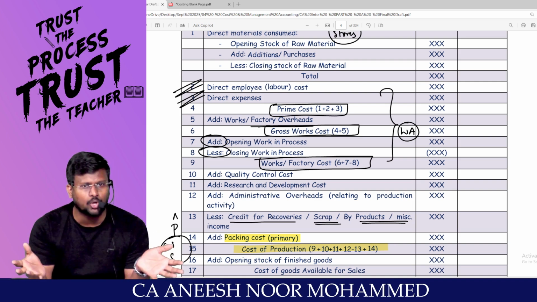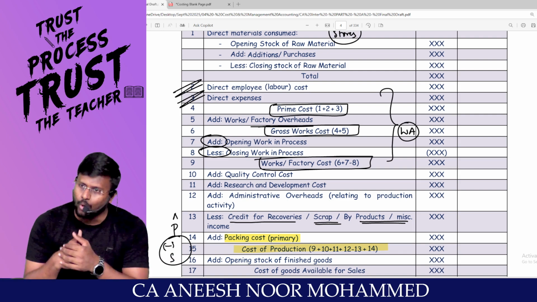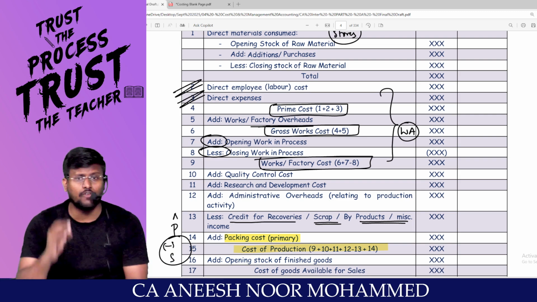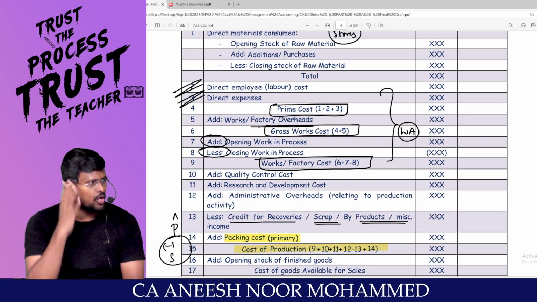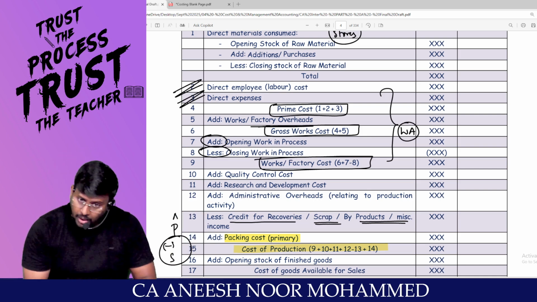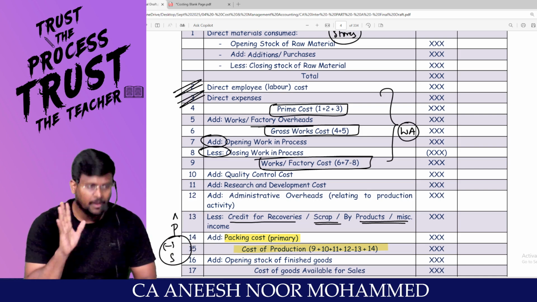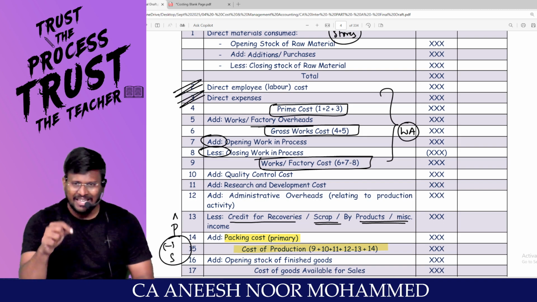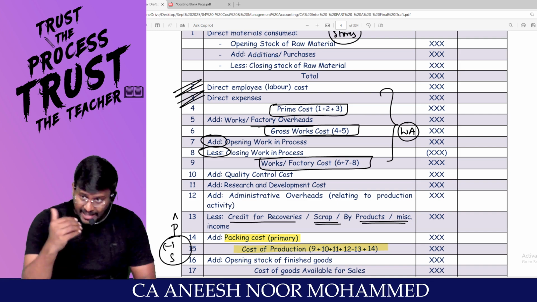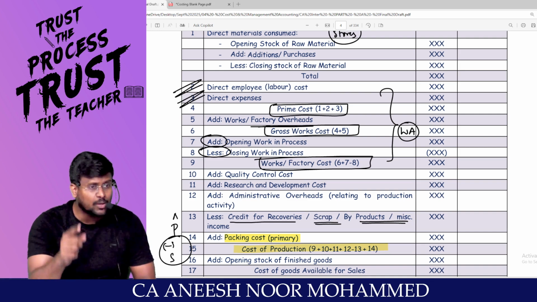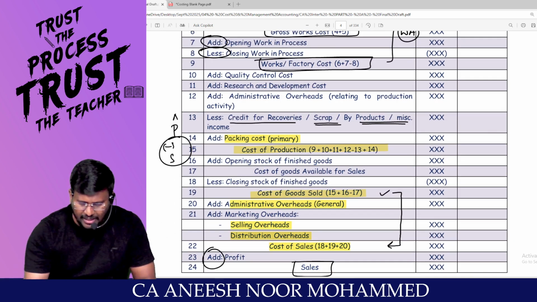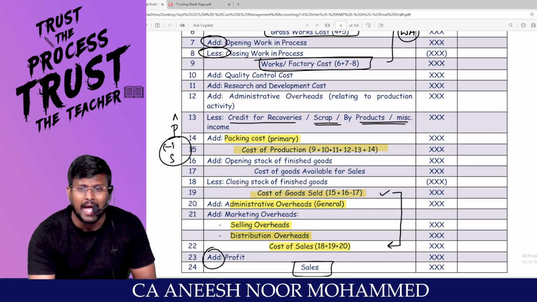It will become prime cost. At factory overhead, it will become gross factory cost. At opening stock of WIP minus closing stock of WIP, it will become net factory cost, or factory cost, or works cost. Right, sir? At the exit of the work area, quality control people will be there. So at the exit of the work area, I have to incur the QRAP minus scrap.